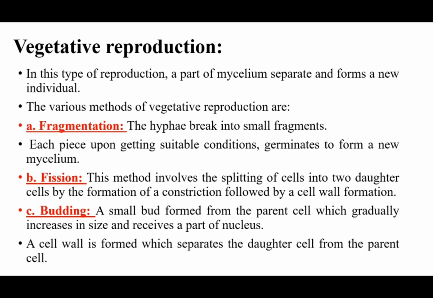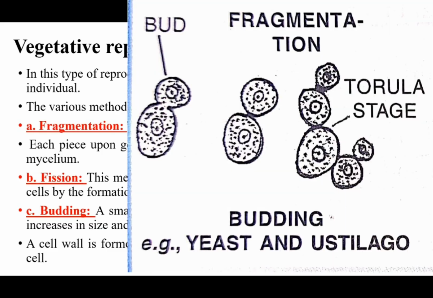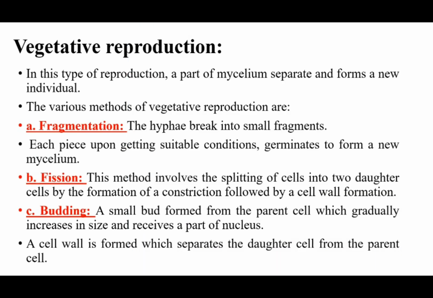Then fission. In this method, splitting of the cell occurs to form two daughter cells. It occurs by the formation of constriction between two cells. Then budding. A small bud is formed from the parent cell, which gradually increases in size and receives a part of the nucleus. A cell wall is formed which separates the daughter cell from the parent cell. So these are the main methods of vegetative reproduction seen in fungi.